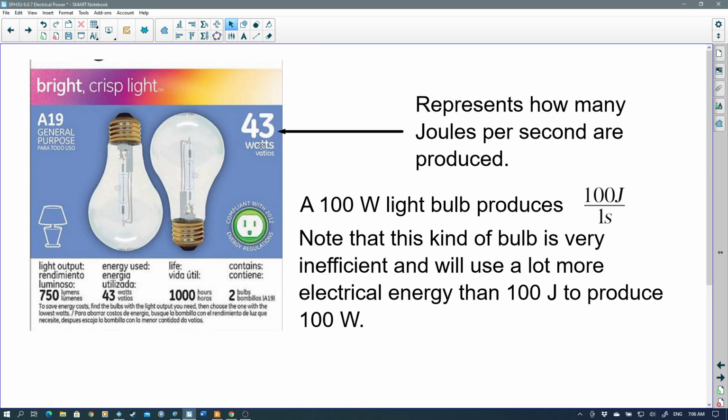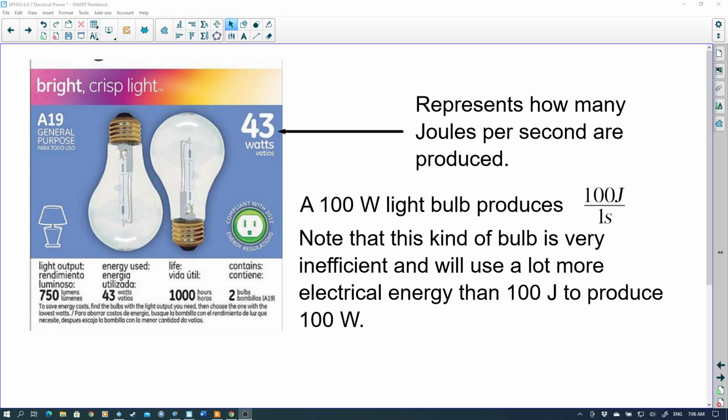So you often see the word watt in the real world. This is obviously a light bulb packaging here, and it says 45 watts. That represents how many joules per second are produced, and also used, okay? So you can see here that it says the energy used is 45 watts. Now, often these are LED light bulbs. Older light bulbs used to be 100 watt or 60 watt light bulbs. And I have that example here. So a 100 watt light bulb would produce 100 joules per second.